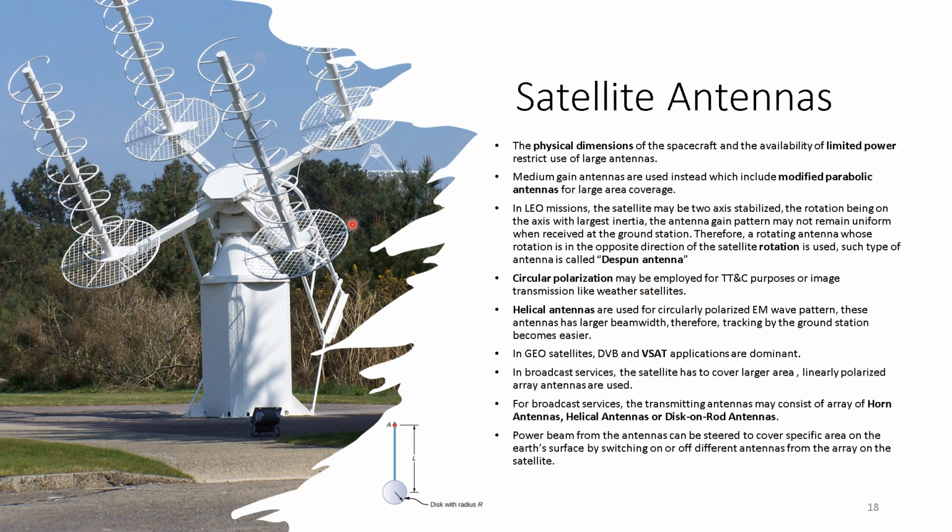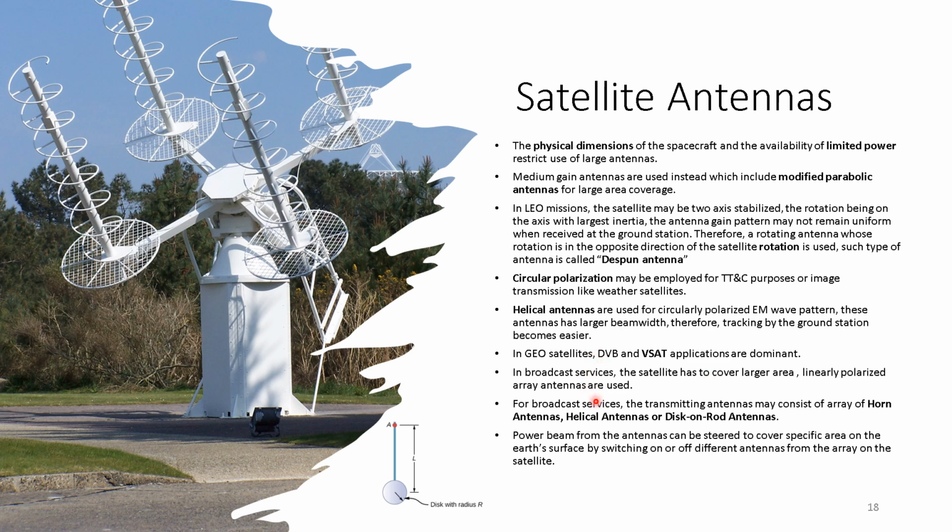We can also have helical antennas like the one shown in the diagram on the left, and those are used for circular polarization. For applications like geostationary Earth orbit, which are used for digital video broadcasting, we usually have very small aperture terminals, like the dish antennas on the roofs of many houses. We can use linearly polarized arrays for broadcasting services to cover large areas.